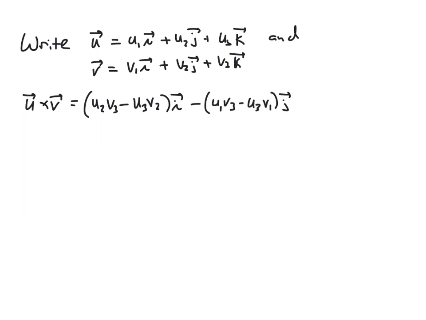All right, now if you look back at the old definition, we had u3v1 minus u1v3. And so if I factor out a negative, I get what I have written here now. And then I'm going to add to this the third component, which is u1v2 minus u2v1 times vector k. All right, so this is just our component form of u cross v written in standard basis form.